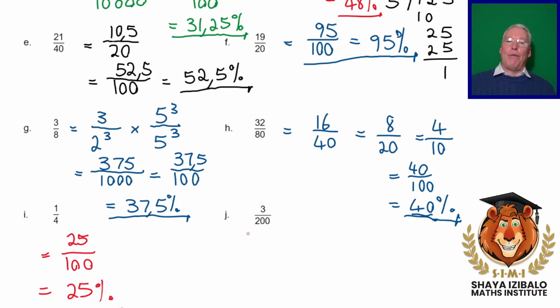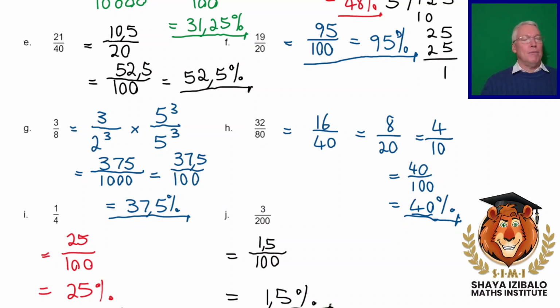And the very last one, 3 out of 200. Now 3 out of 200, if we want 100, if we divide the bottom by 2, we must divide the top by 2. That will be 1.5 out of 100. And 1.5 out of 100 is 1.5%. Okay, so we're hoping that you're realizing that decimals and percentages and fractions are all kind of integrated into one another.